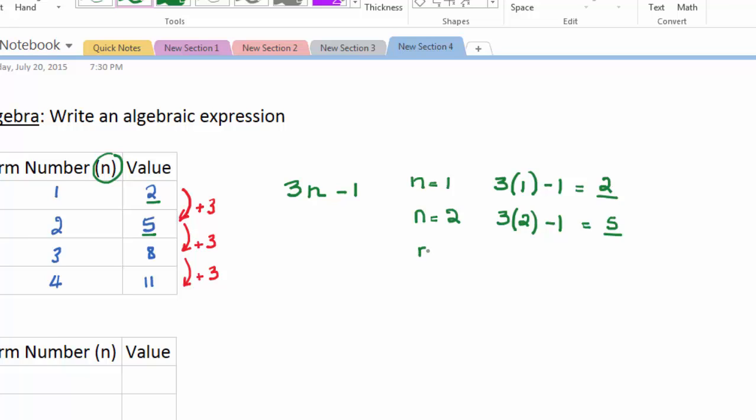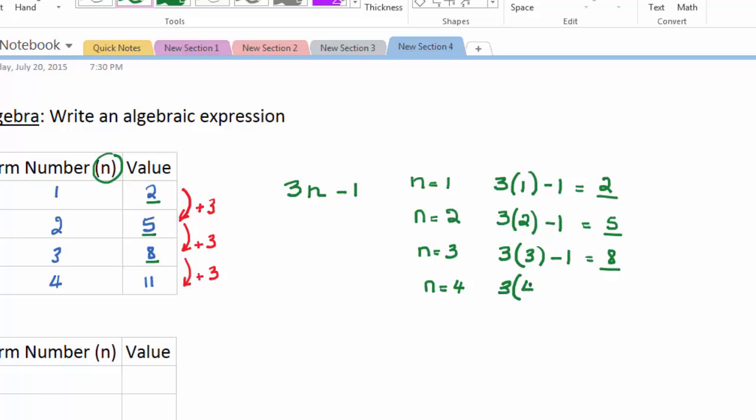Let's continue to check for 3. n now is 3, so 3 times 3 minus 1. 3 times 3 is 9. 9 minus 1 equals 8. Is 8 the value of term number 3? Yes, it's 8. Let's do the fourth one, and if it's going to work for the 4, we're going to stop at this level and confirm that the algebraic expression 3n minus 1 is the correct one.